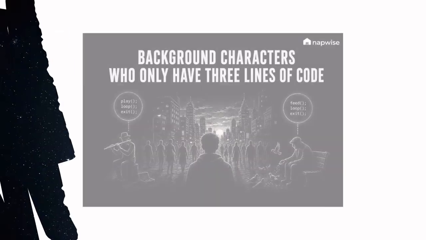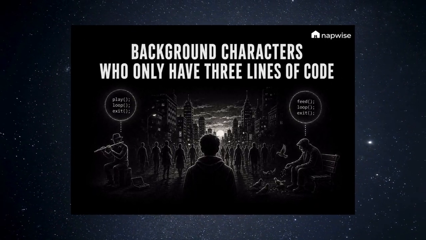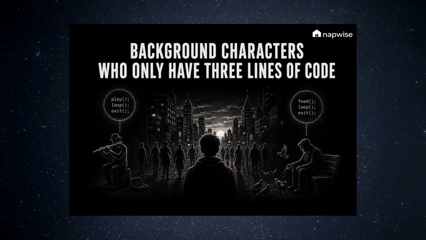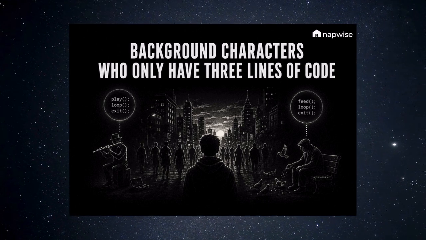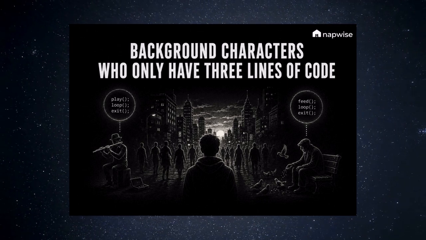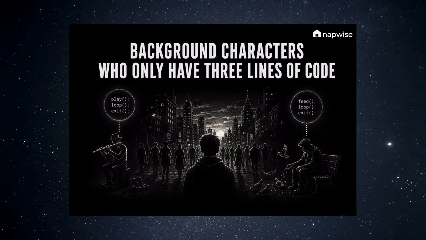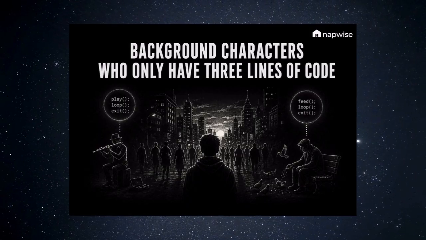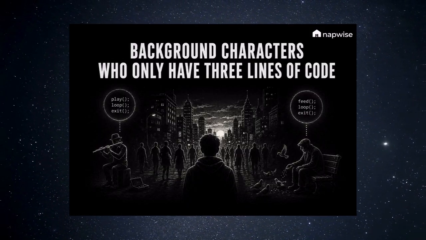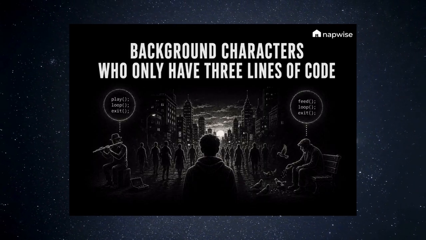Background characters who only have 3 lines of code. A city street at golden hour, the light doing its particular work on glass and stone. Hundreds of people moving in every direction. A flute player on the corner with a silver instrument catching the last warmth. An old man on a bench scattering crumbs to pigeons with slow, practiced movements. A woman on her phone laughing at something briefly vivid. They inhabit the space completely. They feel entirely, convincingly present.